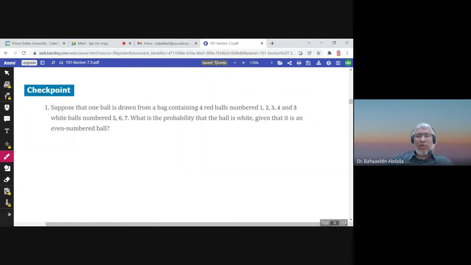Suppose that one ball is drawn from a bag containing 4 red balls. Up to now, we are selecting one ball, one card. We have 4 red balls numbered 1 to 4 and 3 white balls numbered 5 to 7. The question: what is the probability that the ball is white, given that it is an even number?